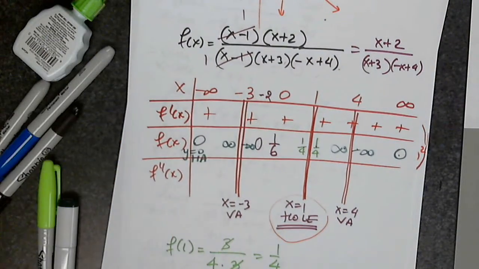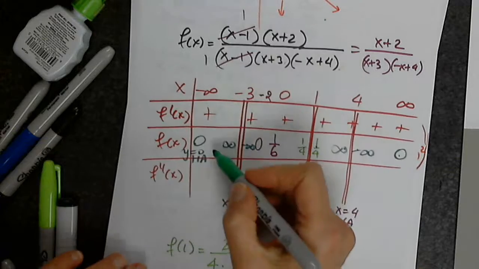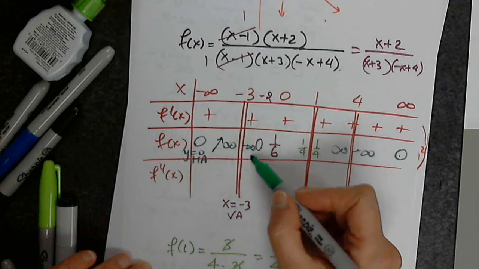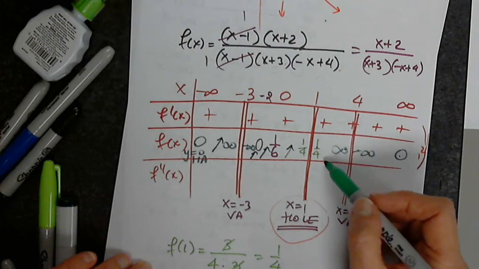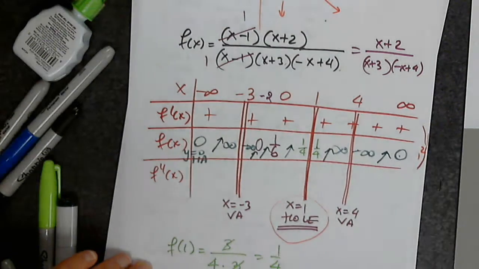And now I only have to make sure that the first row and the second row work together. Yes, yes, 1/6, 1/4 is bigger than 1/6. Yes, yes.